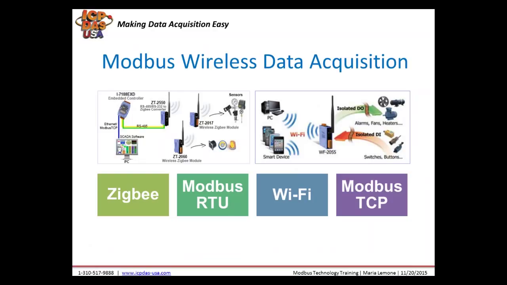Zigbee is a self-organizing mesh network that was developed for applications that require low data rate and secure networks. Wi-Fi is a faster type of communication where you can use it for web browsing and communication with different web pages that have advanced functions like JavaScript, but Zigbee is more for low data rate and not for use with web pages.